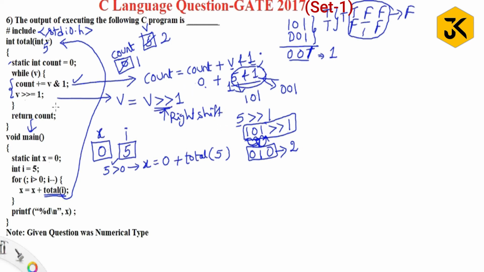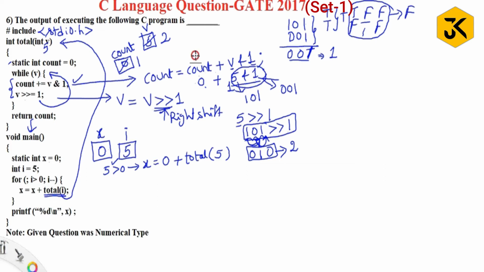Now, as it is a while loop, it calls back again. While v is some positive value, once again it is going to loop. Count plus equal to, once again I can write it like this. Count plus, count plus means the count value is, sorry.